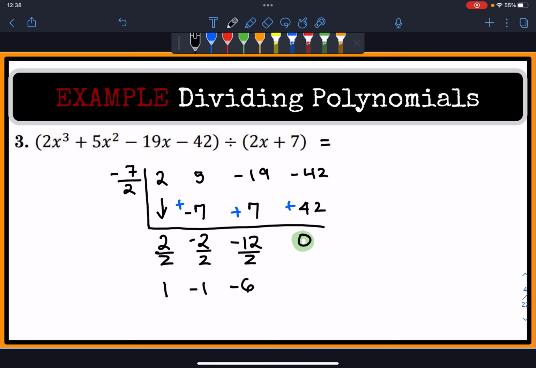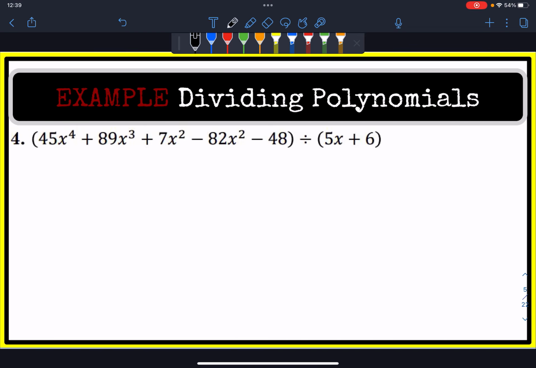So our quotient would be 1x to the second power. Since our dividend started with the degree 3, our quotient would be 1 degree less. So x to the second power minus 1x minus 6. And again, our remainder is 0. So this right here would be our answer. Let's see. This one, pause the video and try this example yourself. So let's check your work.